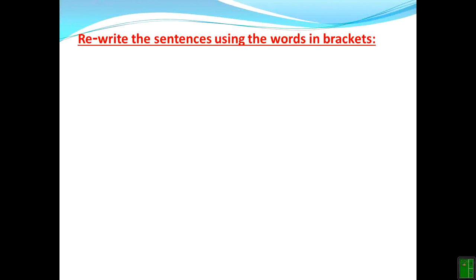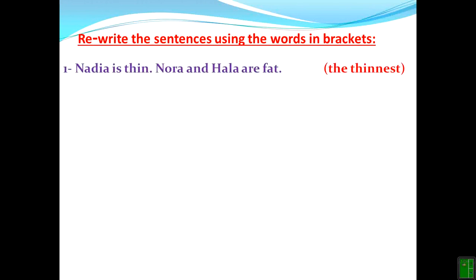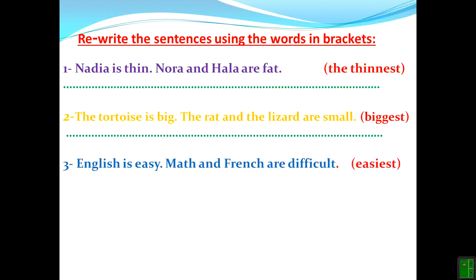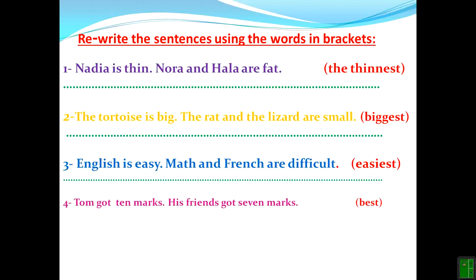Rewrite the sentence using the words in brackets. Number 1, Nadia is thin, Noura and Hala are fat. Use the thinnest. Number 2, the tortoise is big. The rat and the lizard are small. Use biggest. Number 3, English is easy. Math and French are difficult. Use easiest. Number 4, Tom got 10 marks. His friends got 7 marks. Use best.